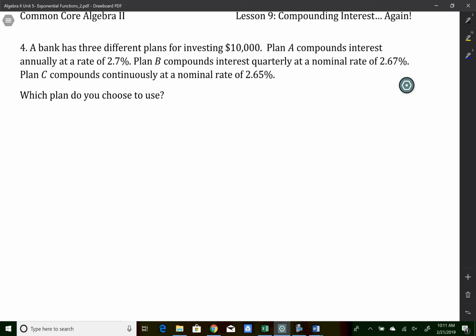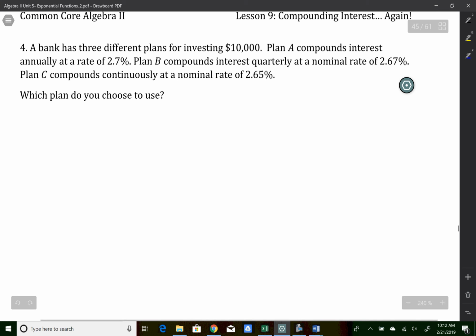So we have a bank account, and we are investing $10,000. There are 3 different plans we can use. One that compounds the rate once a year, one that compounds quarterly, and one that compounds continuously. Now, if all of these were the same percentage rate, continuously would be the best plan to choose. But notice they all have slightly different rates. So because the continuous rate is the lowest, it might not be the best option for us to choose. So we have to go through and do some math here and see what we got.